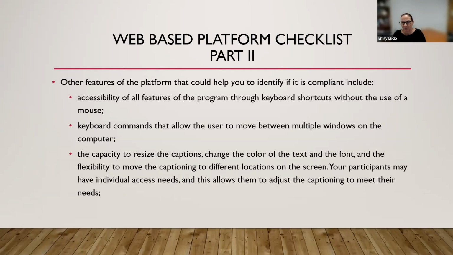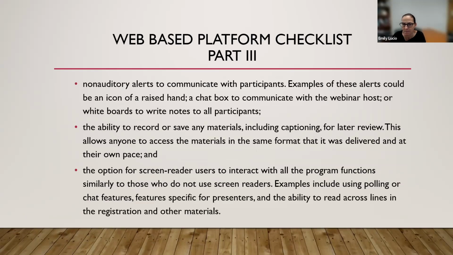Other features of the platform that could help you to identify if it is compliant include accessibility of all features of the program through keyboard shortcuts without the use of a mouse, keyboard commands that allow the user to move between multiple windows on the computer, the capacity to resize the captions and change the color of the text and the font, and the flexibility to move the captioning to different locations on the screen. So your participants may have individual access needs, and this will allow them to adjust the captioning to meet their needs.